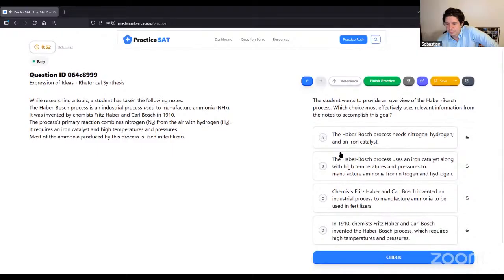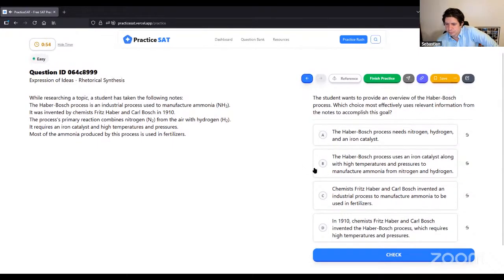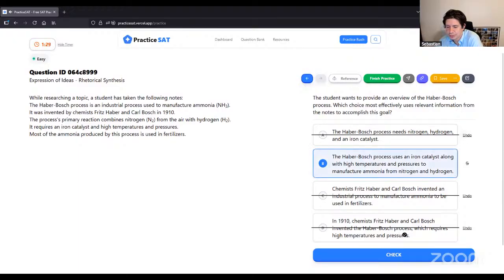Okay, so we want an overview. B looks like a good overview. The Haber-Bosch process uses an iron catalyst along with high temperatures and pressures to manufacture ammonia from nitrogen and hydrogen. Okay, so it should be B, but let's check it. Chemist Fritz Haber and Carl Bosch invented an industrial process to manufacture ammonia. That doesn't tell us anything about the actual overview. In 1910, chemists Fritz Haber and Karl Bosch invented the Haber-Bosch process, which requires higher temperatures. Nope. This is just telling us what's in it, not the actual process, so it should be B.